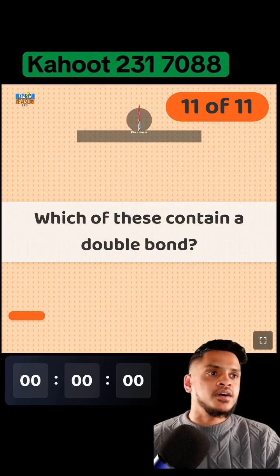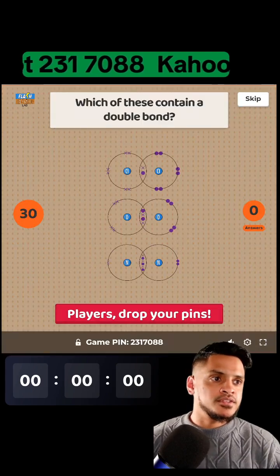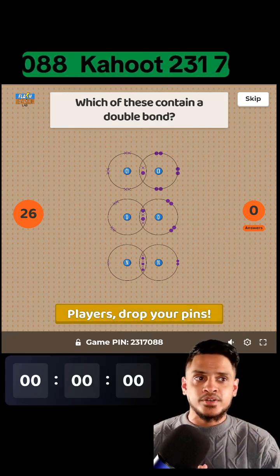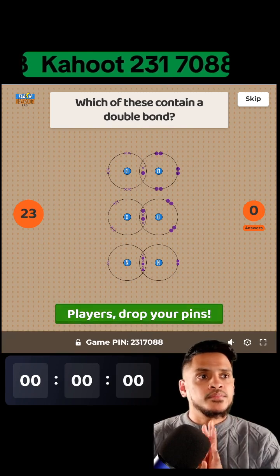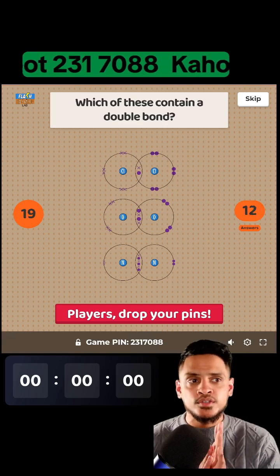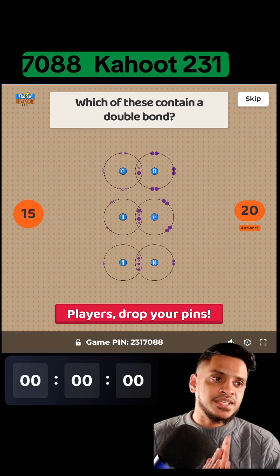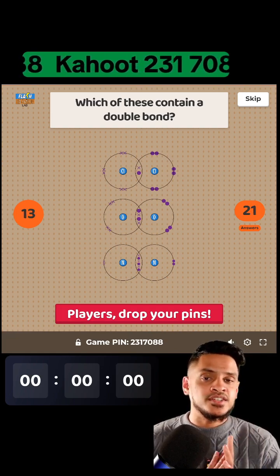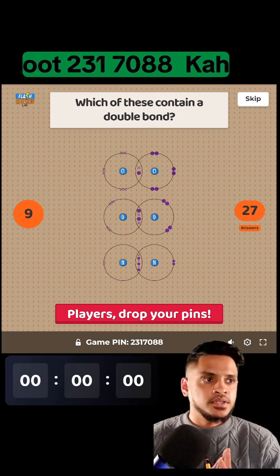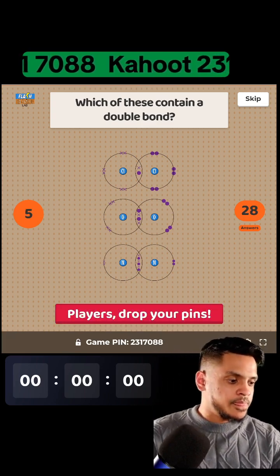Last question. Pin the answer. Move the pin to where you think the right answer is. So you've got three covalent structures there. Which of these have a double bond in them? At the top, we've got chlorine, CO2. The middle, we've got O2, oxygen. And at the bottom, we have N2, which is nitrogen. Which of these have a double covalent bond? I think a few of you might make the mistake that I'm thinking about.